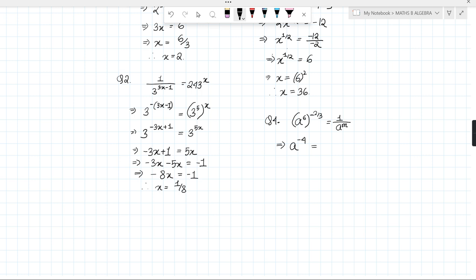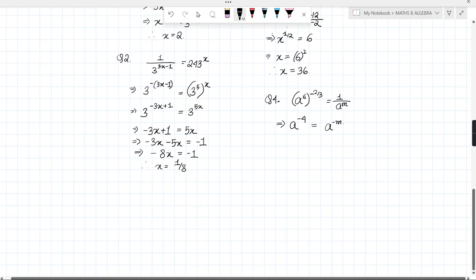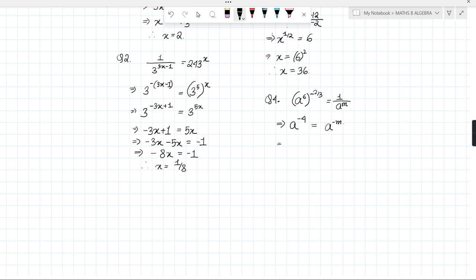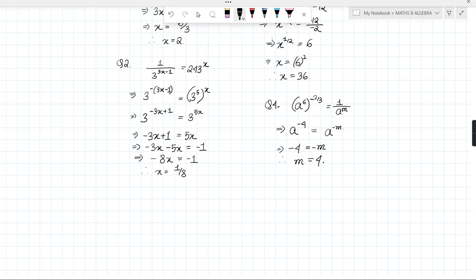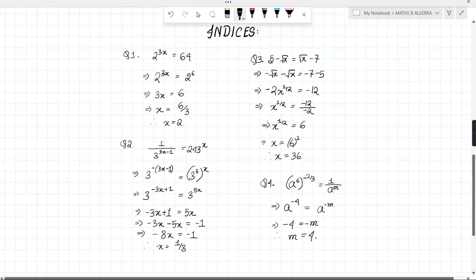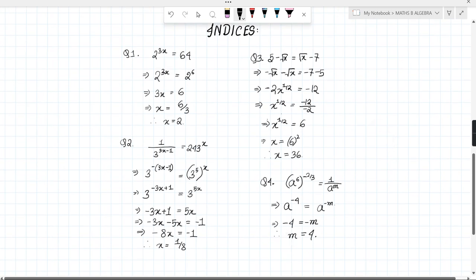And obviously we can write a power m as a power minus m in the numerator form. And now you can see that on both hand sides, the bases are equal, a and a, so they get cancelled out. So you are left with minus 4 equals minus m. So the final value for m would be 4. So this is how again you calculate the indices type of maths, right? The indices type of maths are quite easy. They do not have that much of a pattern to follow.